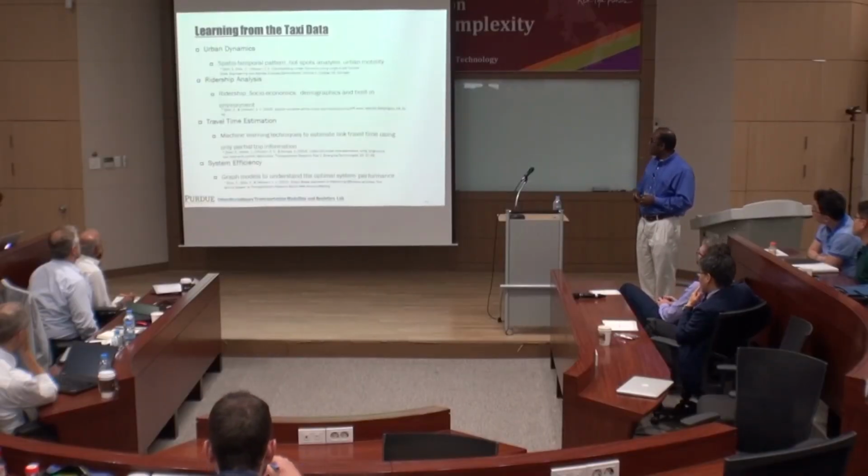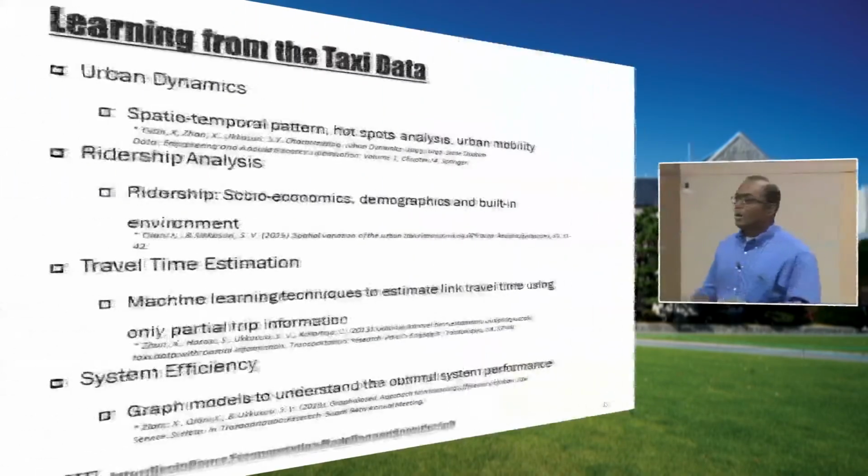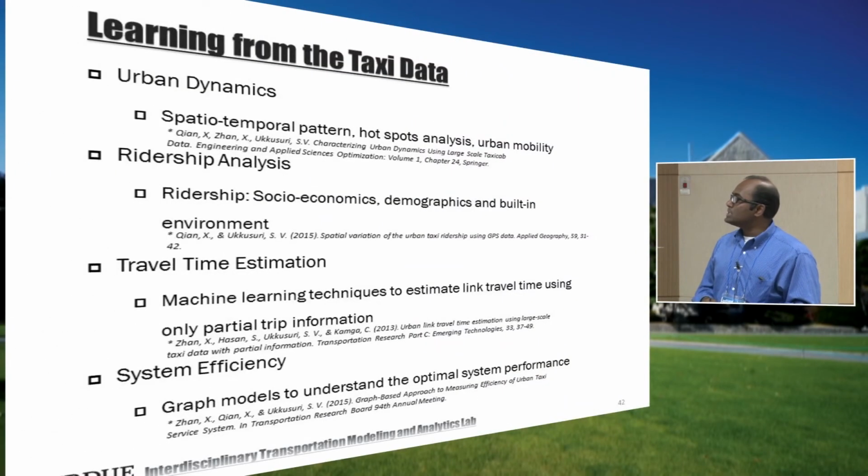So we've looked at various problems using this type of taxi data, looking at the urban dynamics, understanding where the hotspots are in the network, and looking at the spatial network and the impact that the spatial network has on the movement of these taxis. We have also done travel time estimation and network state estimation using this taxi data, using a very limited amount of taxi data from New York City. We have also measured the efficiency of these taxi systems.